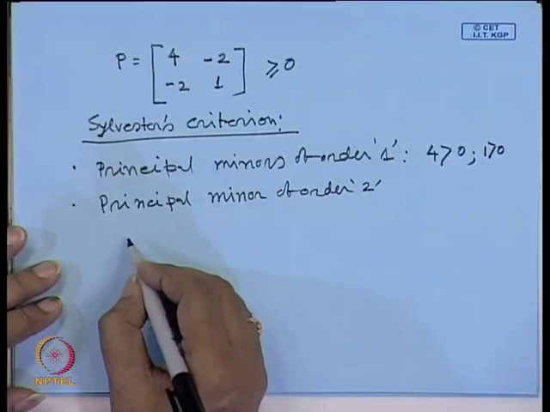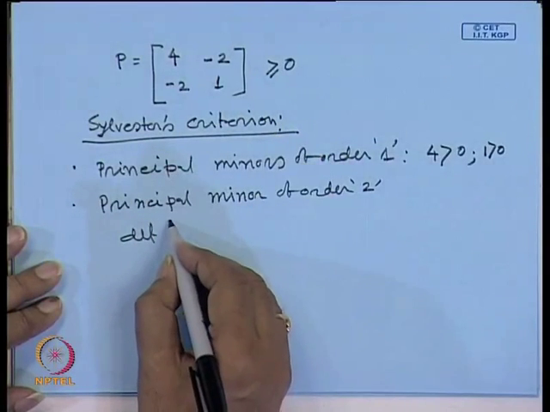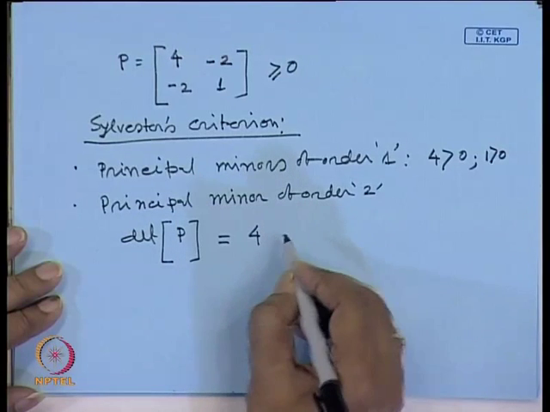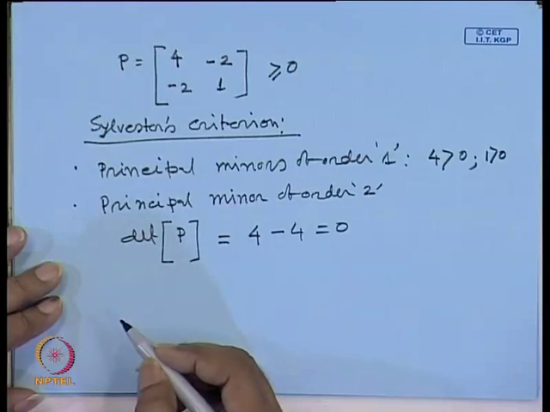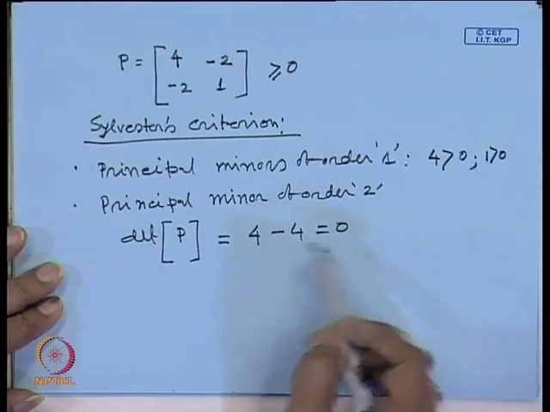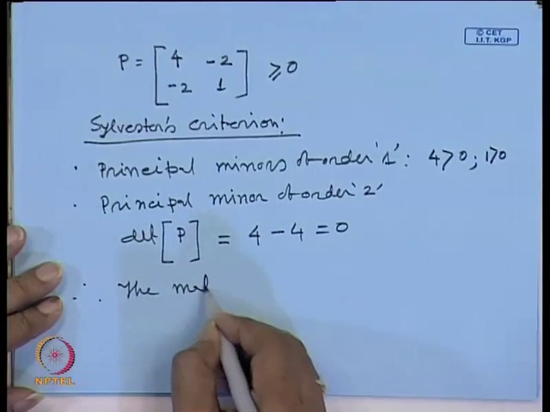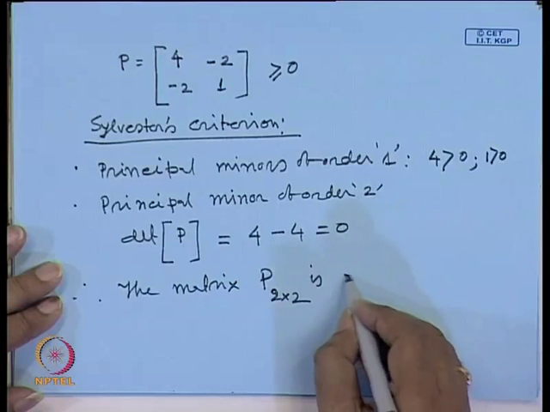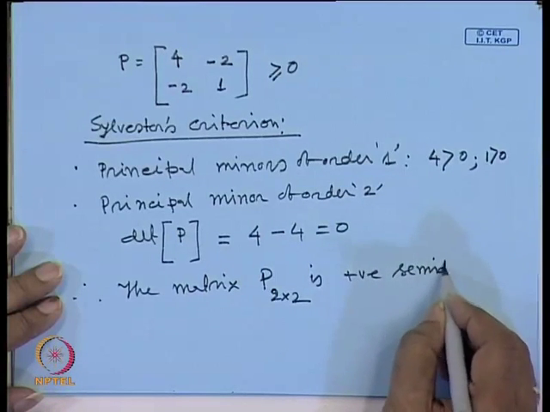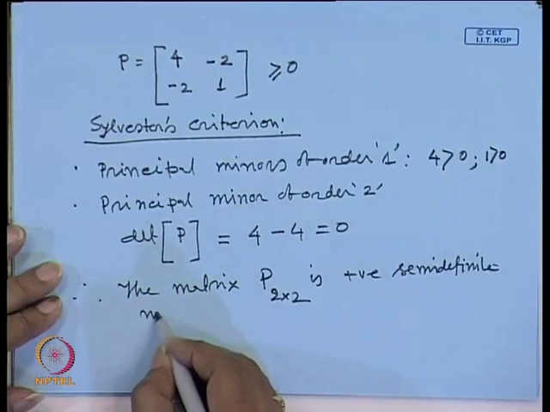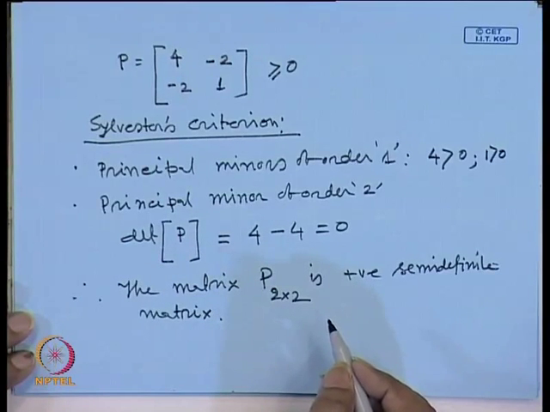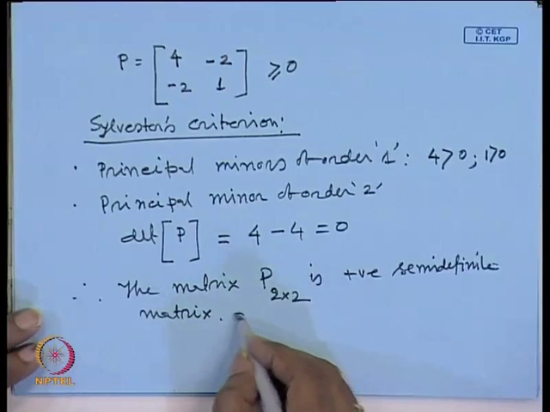Okay. So, this order is the determinant of this, this size is 2 by 2, the determinant of our original matrix P. And if you see, the determinant of this P is 4 minus 4, which is 0. So, one is positive, another is 0. So, the matrix is positive semi-definite. Therefore, testing using Sylvester, the matrix P whose dimension is 2 by 2 is positive semi-definite, and hence the given function is positive semi-definite.